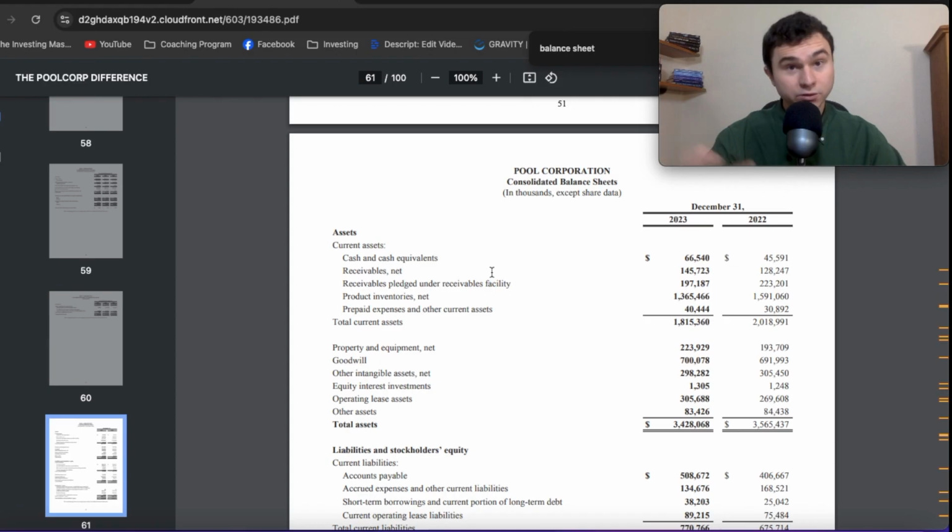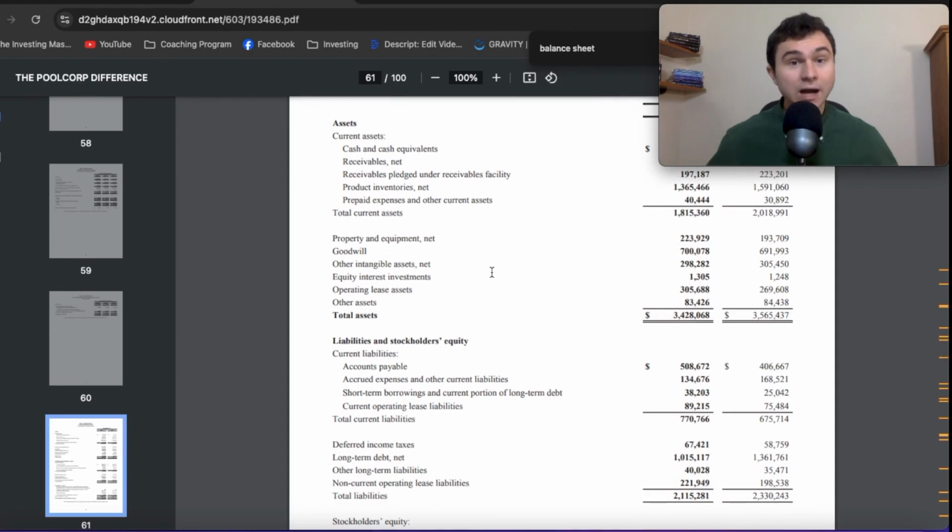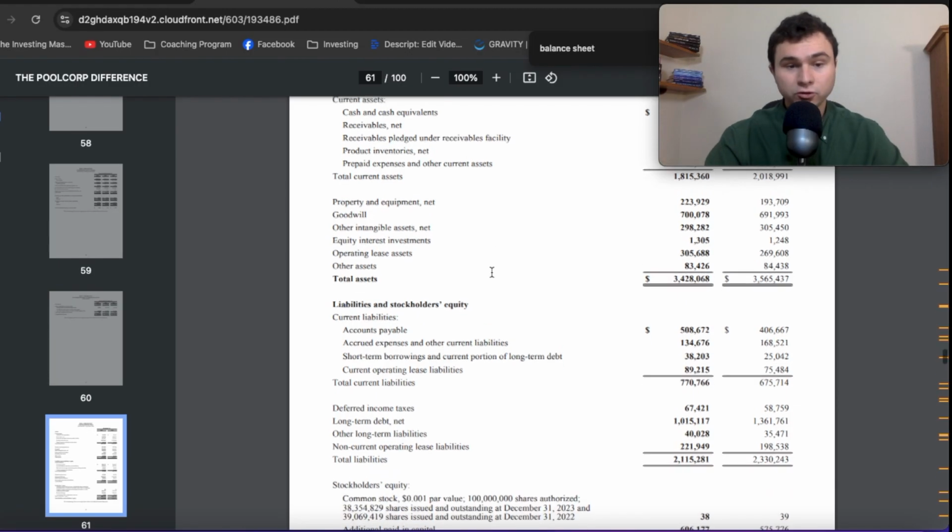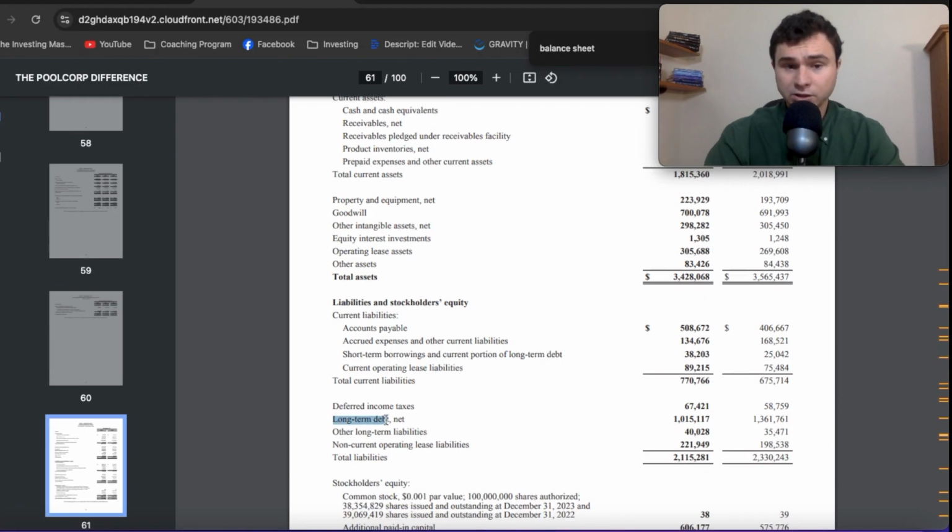Okay, now you want to check the debt level. You have two lines for short-term debt and long-term debt. Long-term debt is written here in the liabilities section. You have $1 billion of long-term debt. Now for the short-term debt, you look for short-term borrowings and current portion of long-term debt worth $38 million.